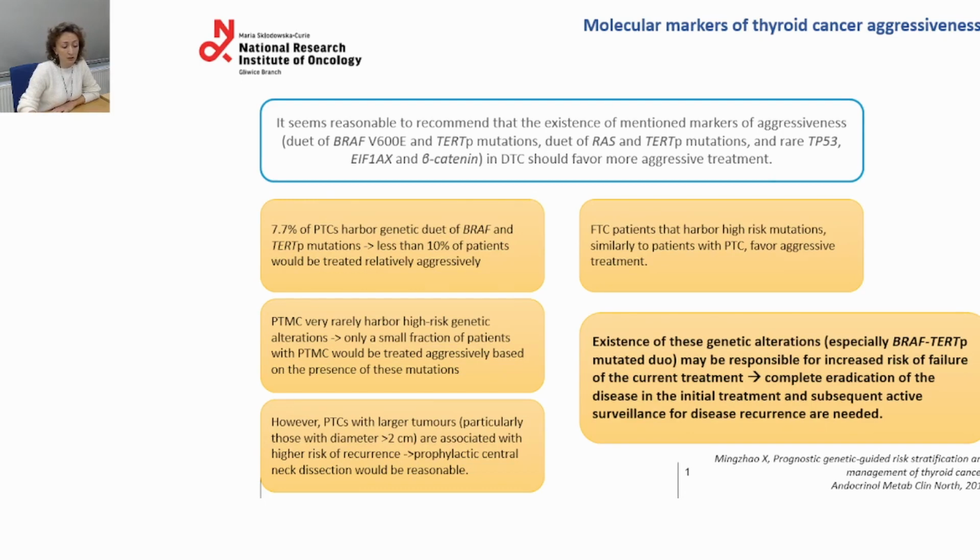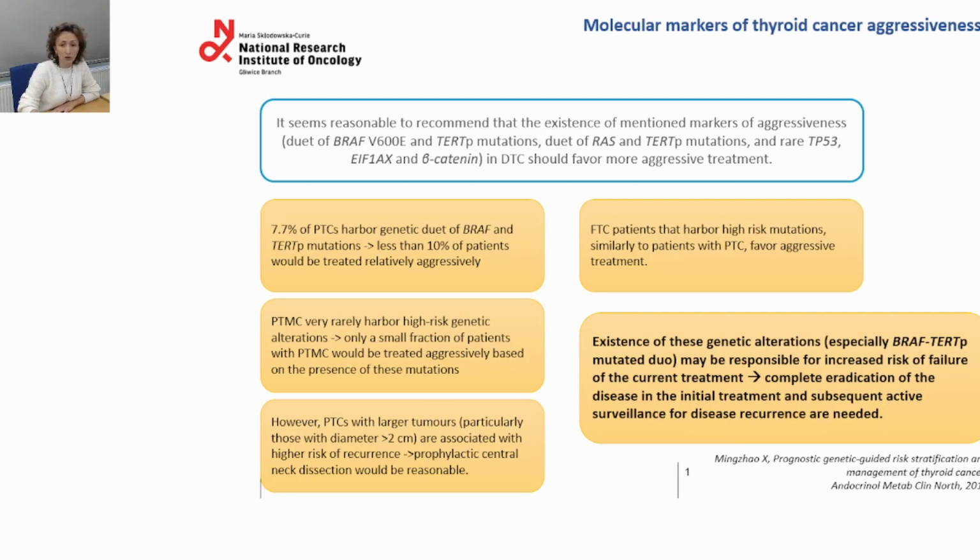An argument in favor is that only 7.7% of PTCs harbor the genetic duo of BRAF and TERT promoter mutations, so less than 10% of patients with PTC would be treated relatively aggressively based on the presence of these mutations. Also, papillary thyroid microcarcinoma cases rarely harbor high-risk mutations, so only a small fraction of patients with PTMC would be treated aggressively.